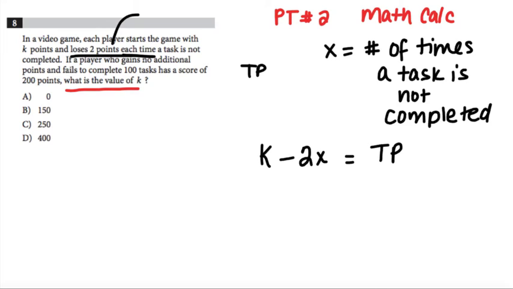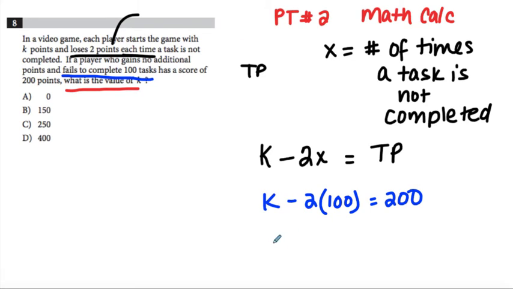Now, I know that's not the way we write equations in your math class, but is that a model of what's happening in this question? Well, it is. So now it says if a player who gains no additional points and fails to complete 100 tasks, that means that x is 100, has a score of 200 points, and that's the total points. What is the value of K?